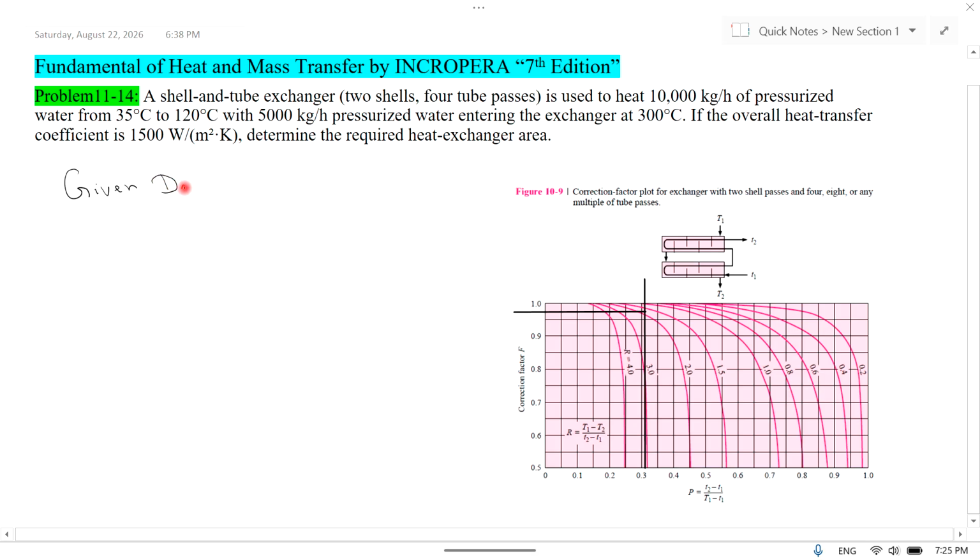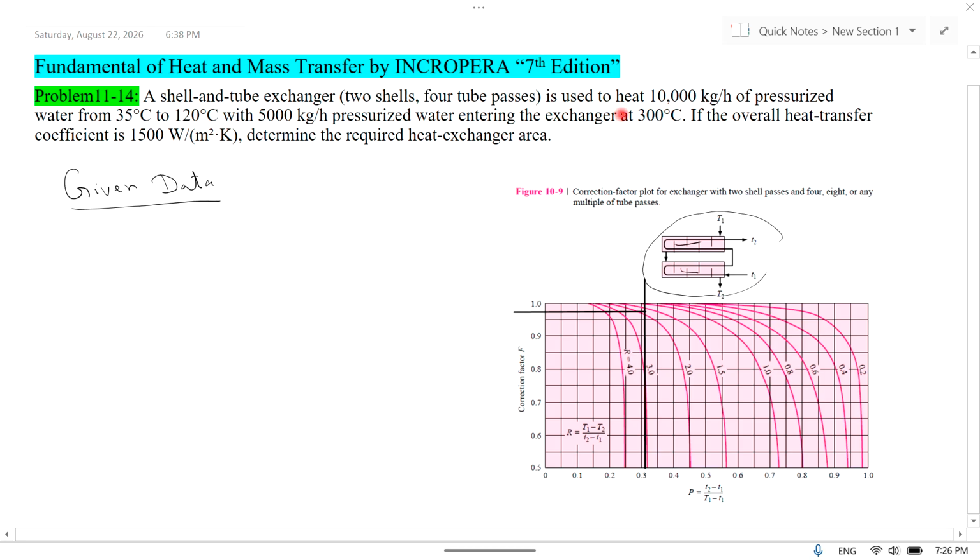7th edition. The statement of the problem is: a shell and tube exchanger. This is one shell and this is the other shell, with two tubes in one shell and two tubes in the other shell, meaning two shells and four tubes, is used to heat 10,000 kg of pressurized water from 35 degrees centigrade to 120 degrees.